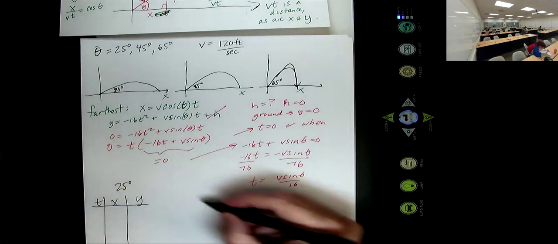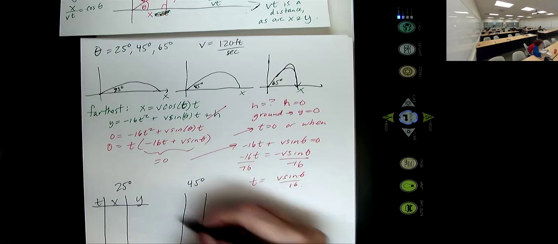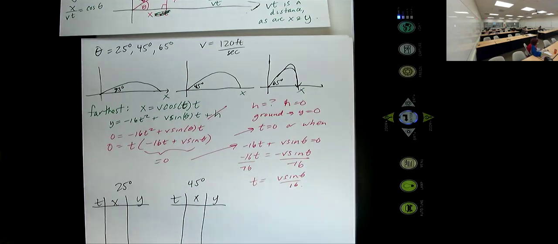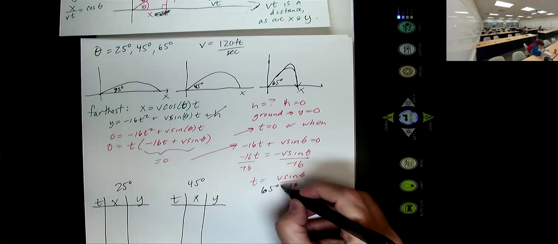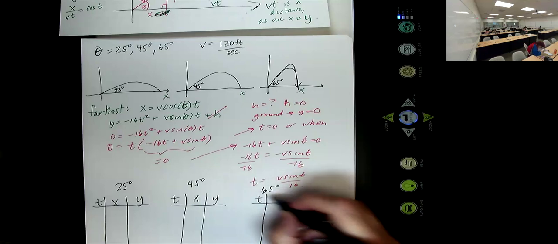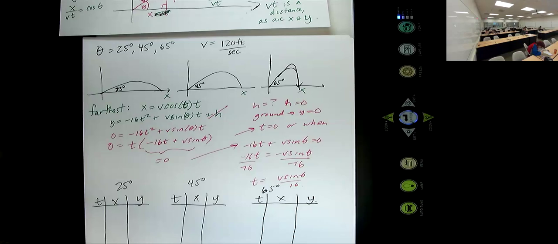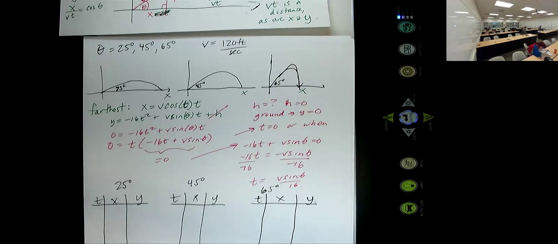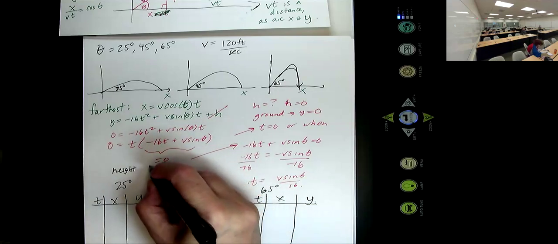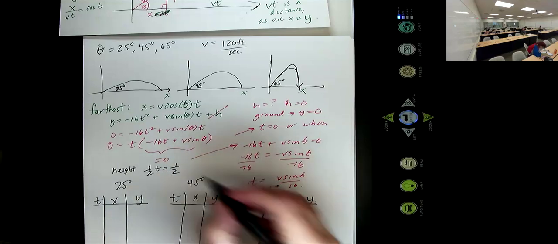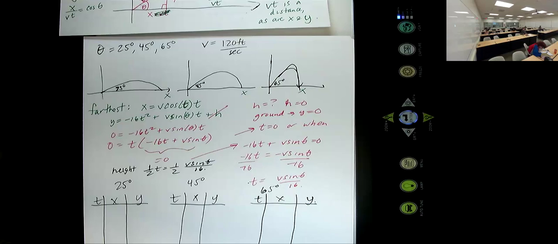Let's say this one is for the 25 degrees, 45 degrees, and 65 degrees. And we're going to do 3 values for t. Fun fact, it hits the highest point at half the time. Makes sense. It's covered half the distance to get to the top, and the other half is afterwards. So the highest point is when we do 1/2 of t, which is 1/2 of V sine theta over 16. We have to figure out what those values are.